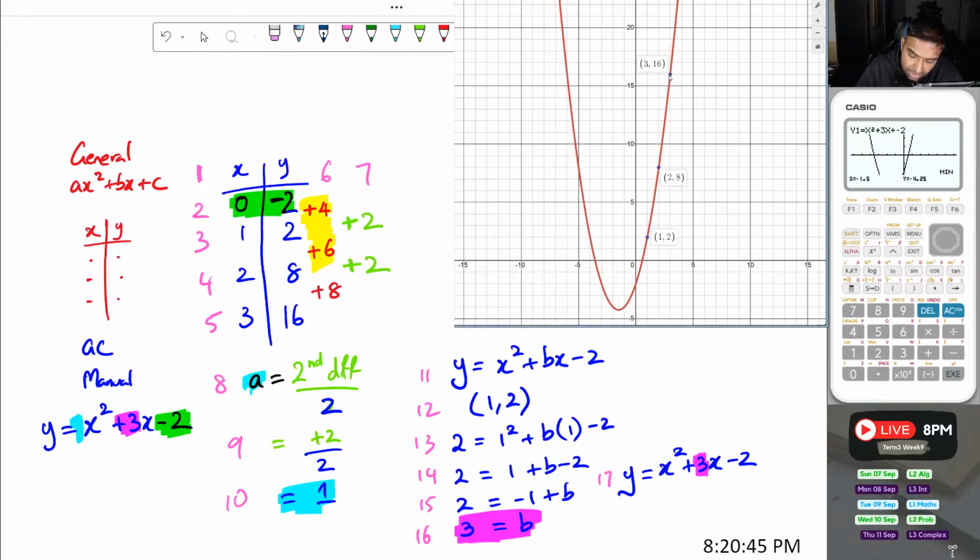This is how I used these red numbers to figure out the C value, because I literally just kept going backwards. So I looked at the number of differences that I had, and I just kept going backwards, and that's pretty much how that would actually work out.